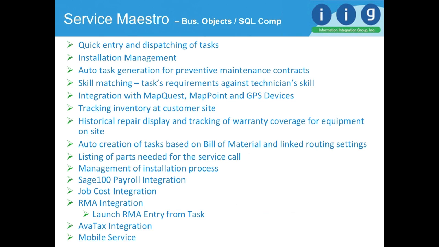We'll let you create tasks based on bill of material options, as well as routing setup. So if you're doing an installation task, if you're installing a door, and you need to do a site survey, do some electrical work, you can link all of those to the routing, and the system would automatically create those steps for you, those work order steps, and load them on the scheduling board. We would list the parts needed for the service call, and manage the installation process.